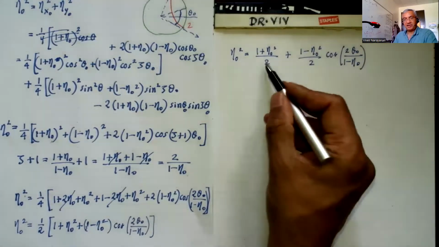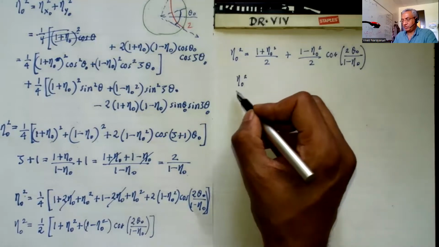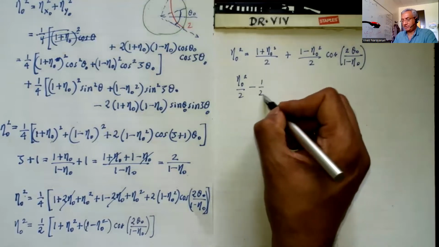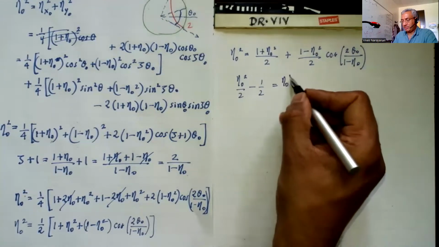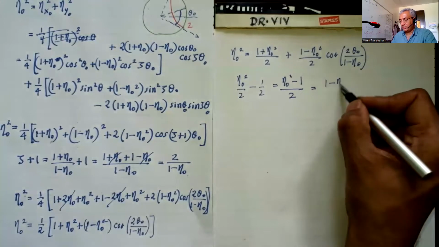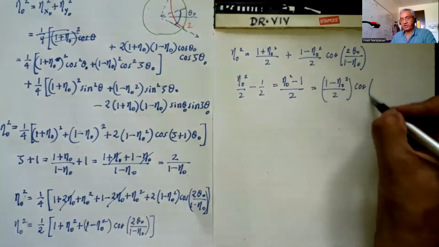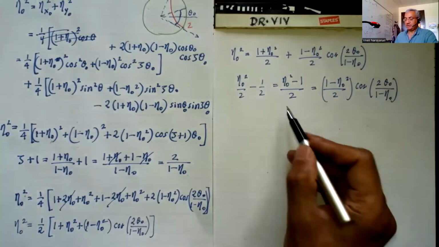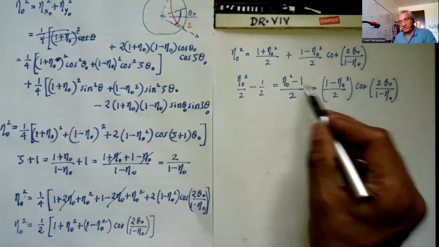Now, if you cancel out, I'll get eta naught squared over 2 on this side, and then I'll bring the half on this side, minus half, which is eta naught squared minus 1 over 2, and that's equal to 1 minus eta naught squared over 2 times cosine 2 theta naught over 1 minus eta naught. Observe this. The left-hand side is the same as the right-hand side multiplied by cosine, except there's this interchange.